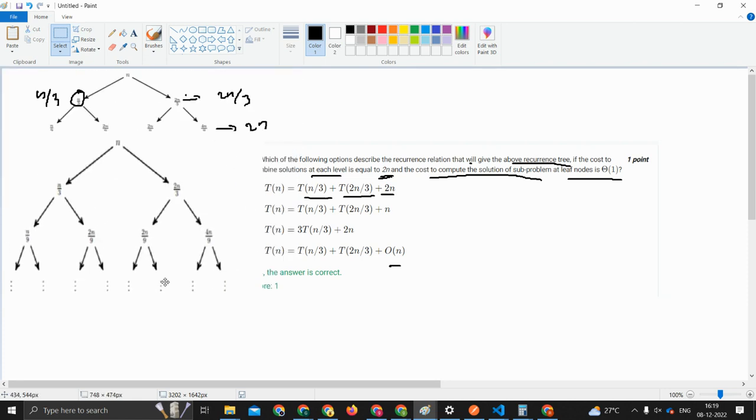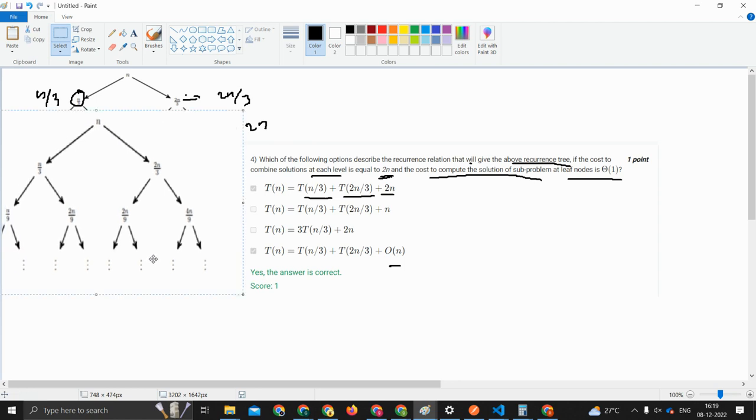Even their picture is so bad. Look at this. So Uma, see this. Every level it increases only by n in total. The first level is 2n. The second level is not 2n, no, it's n. n by 3 plus 2n by 3.